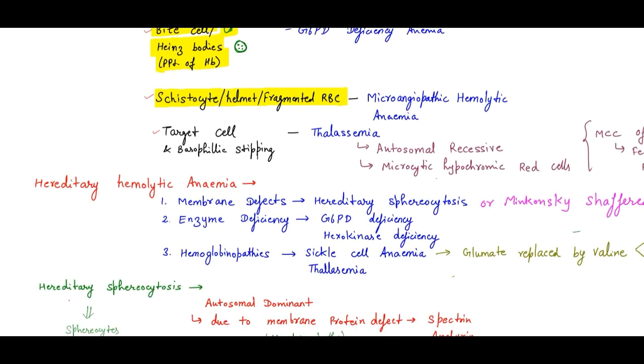Remember the target cell and basophilic stippling, seen in thalassemia. And what is thalassemia? Thalassemia is an autosomal recessive disorder. It is a microcytic hypochromic anemia, so we will see microcytic hypochromic red cells.